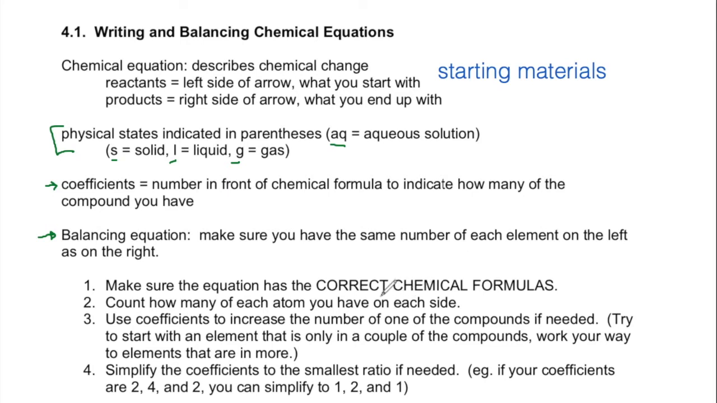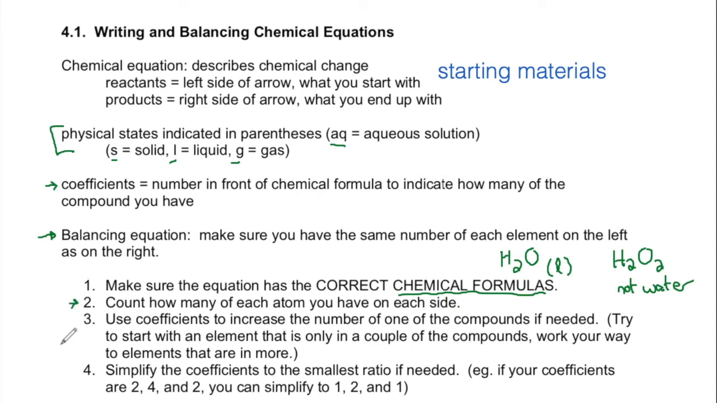So you should not balance an equation by changing the chemical formula of something. So you cannot change water from H2O to be H2O2. If you have water, it should be written H2O. Let's say it's a liquid. If you have another oxygen in there, you can't balance it by writing H2O2 because that is not water. So make sure you have the correct chemical formula before you start to balance an equation.